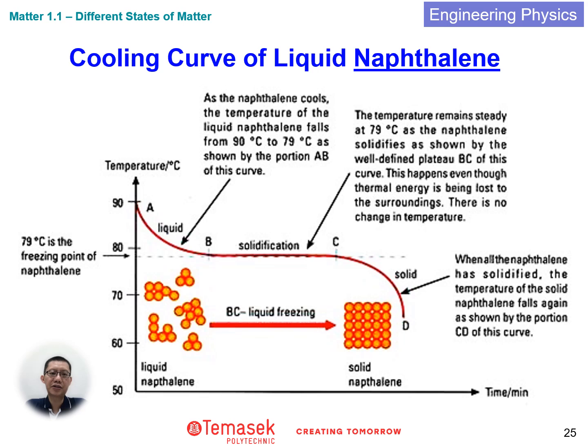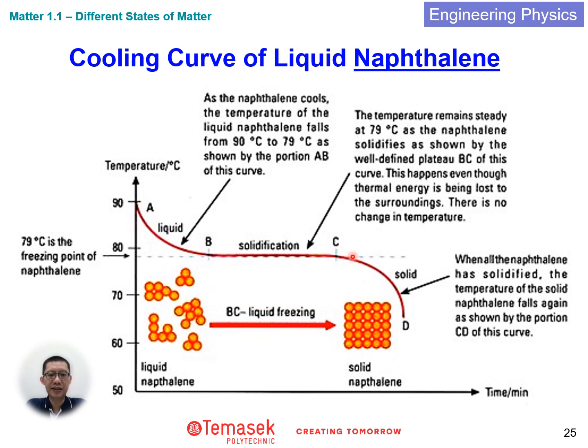This slide illustrates the cooling curve of liquid naphthalene. Starting at point A, the liquid naphthalene cools from 90 degrees Celsius to 79 degrees Celsius, as shown in the sloping section AB of the curve. At 79 degrees Celsius, the freezing point is reached and solidification begins.